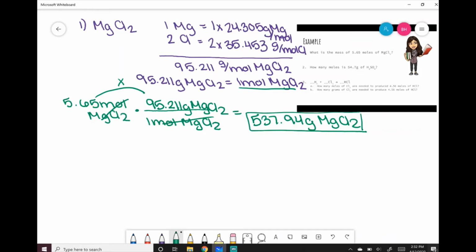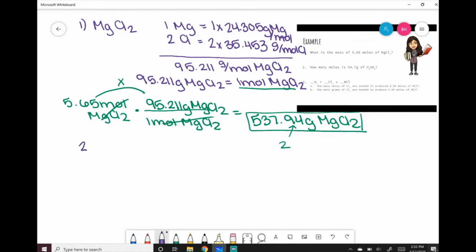Note that on my calculator, I had more significant digits, but just go ahead and keep 2 after the decimal to make it a little bit easier. So let's go ahead and move on to the next one. The next one says how many moles is 54.7 grams of H2SO4.